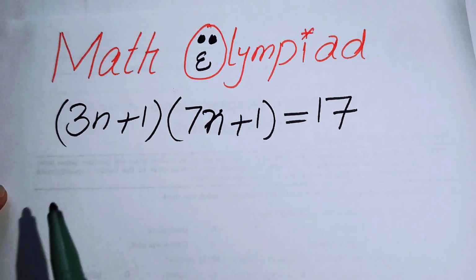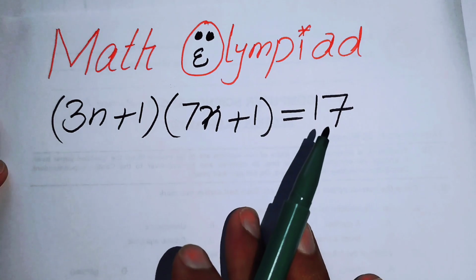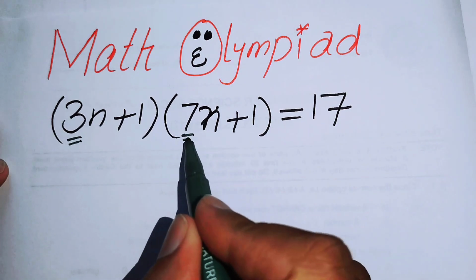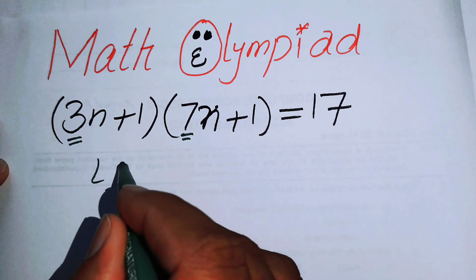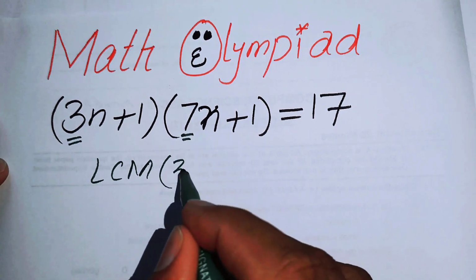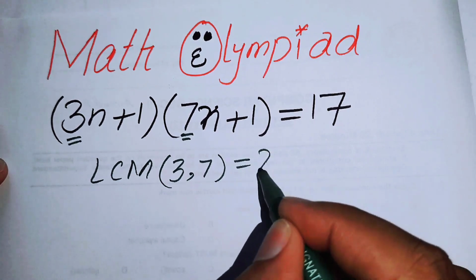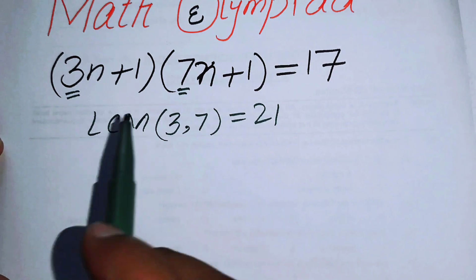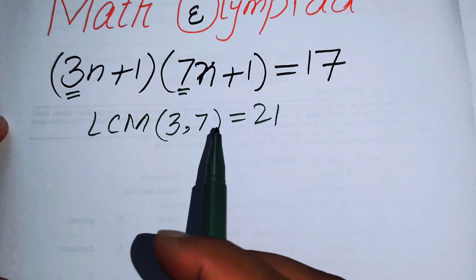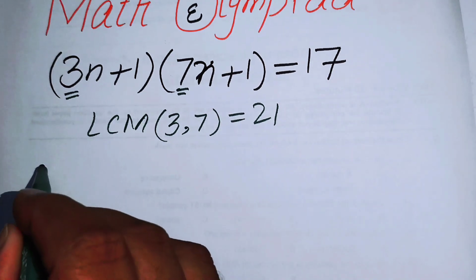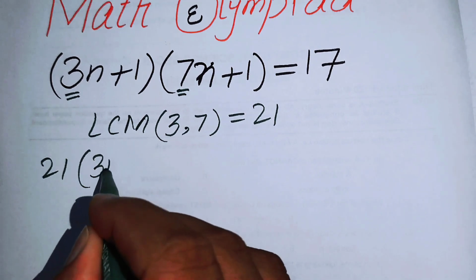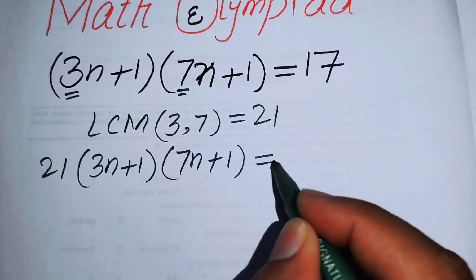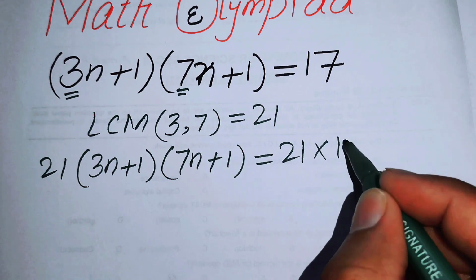So the very first thing we are going to do is take the LCM of the coefficient of n in this factor and the coefficient of n in this factor. The LCM of 3 and 7 is 21. So you can multiply both sides by the LCM of these two terms, which is 21, and you get 21 times (3n + 1)(7n + 1) is equal to 21 times 17.